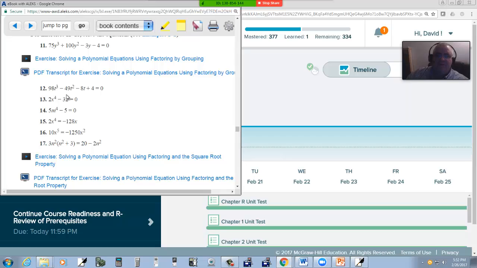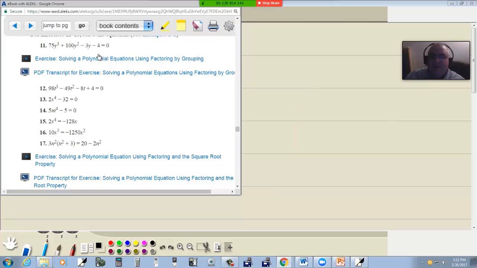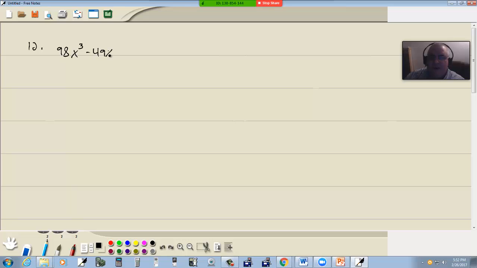I guess number 12 is as good as any. Let's see, number 12. We got 98. I don't like t's though, so we put x's there: x to the third minus 49x squared minus 8x plus 4. Now we want to solve this, and this is a little bit harder than the previous problem we looked at, where you got 0 on one side and then you factor the other side. This factors by grouping. So group the first two terms together, group the last two terms together.